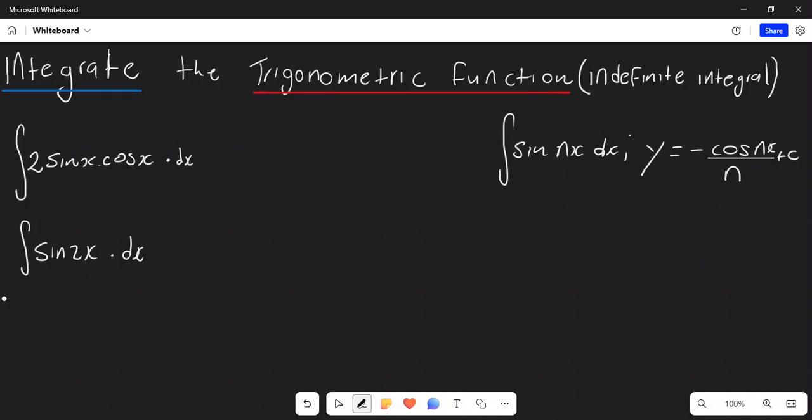Now let's find the integral. When you look at this, it is going to be negative cos 2x divided by n, what is n? n is 2, plus c, and that is your final answer. That is your final answer, guys.